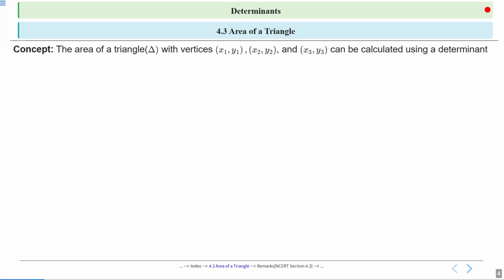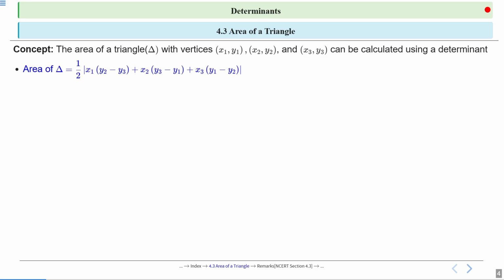Okay. So consider a triangle with vertices x1, y1, x2, y2, x3, y3. And how can we calculate the area of this triangle? So the formula is 1 by 2. We are already familiar with this formula. When we have to calculate the area of a triangle and we know all three vertices, then its area is given by this formula, that is 1 by 2 mod x1 (y2 minus y3) plus x2 (y3 minus y1) plus x3 (y1 minus y2).